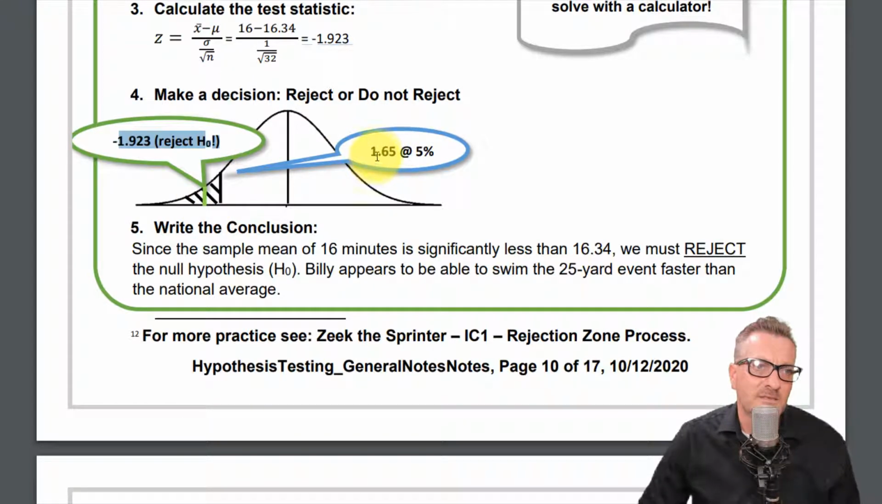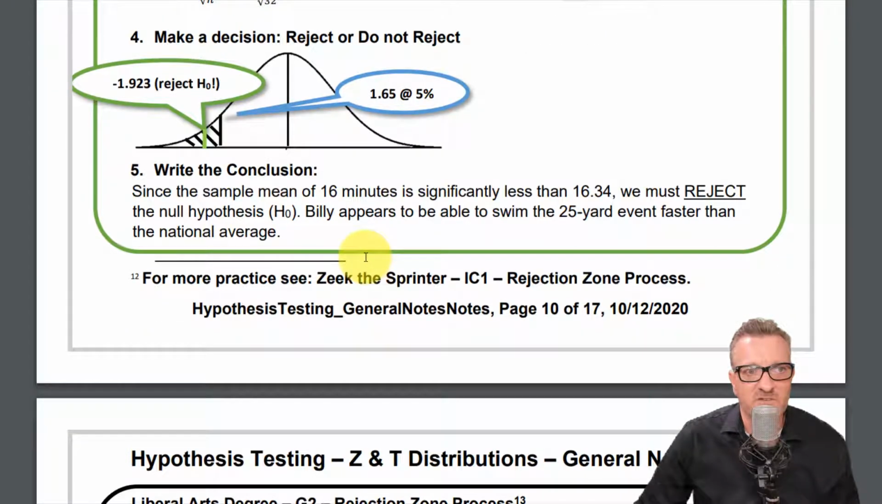It's technically that you could say this one right here is negative 1.65. The negatives, like I said, don't really mean much, other than sometimes I'll leave the negatives on here to remind, like, it's on the left-hand side. So this is greater than this, so it's in the rejection zone. So it says, since the sample mean of 16 minutes is significantly less than 16.34, we must reject the null hypothesis. Billy appears to be able to swim the 25-yard event faster than the national average.